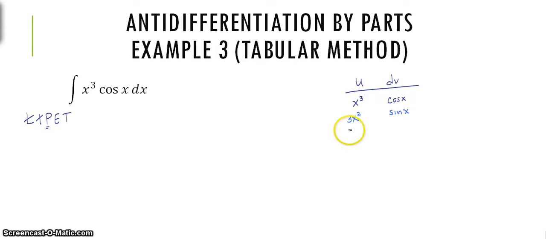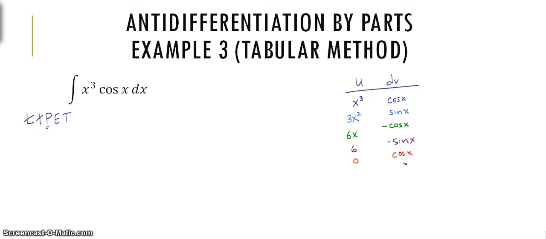And then we'll take another derivative, so that would be 6x. And the antiderivative of sine x would be cosine of x, but it would be negative. And then one more derivative would be 6, and the antiderivative of negative cosine of x would be negative sine of x. And if we did one more, we would have 0, and the antiderivative of negative sine of x would be cosine of x.